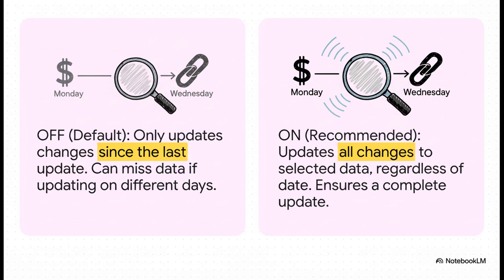Ignore last update date. By default, P6 only looks for stuff that's changed since the last time you ran an update. But what if you updated costs on Monday and then updated relationships on Wednesday? You could actually miss things. So here's the pro tip. I recommend you always check this box. It forces Primavera to do a full scan for all the changes every single time, which just ensures you get a complete and accurate update.